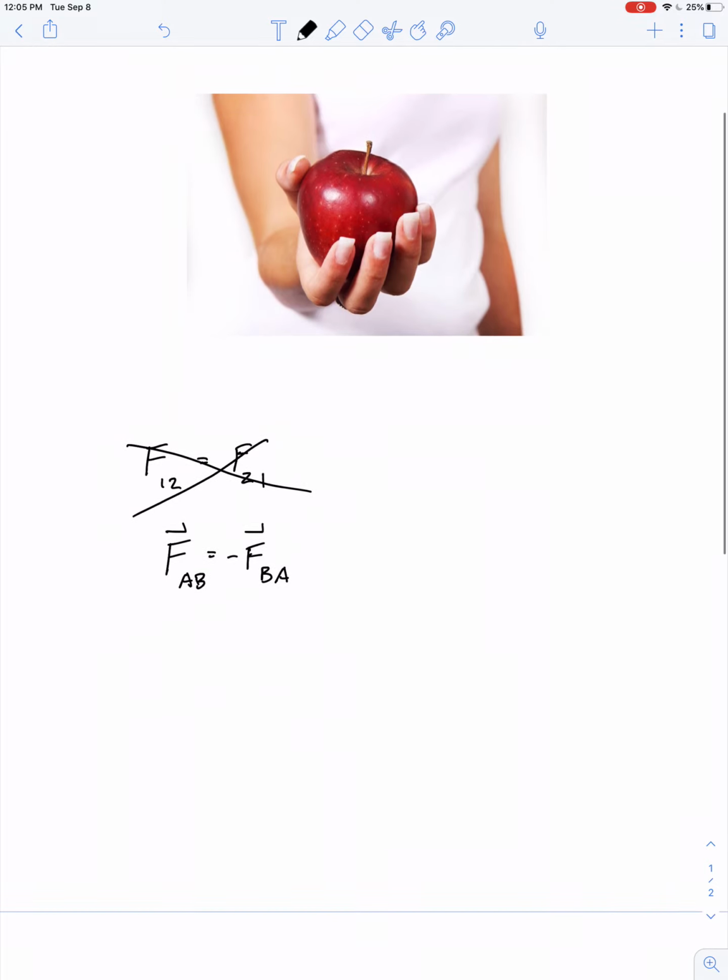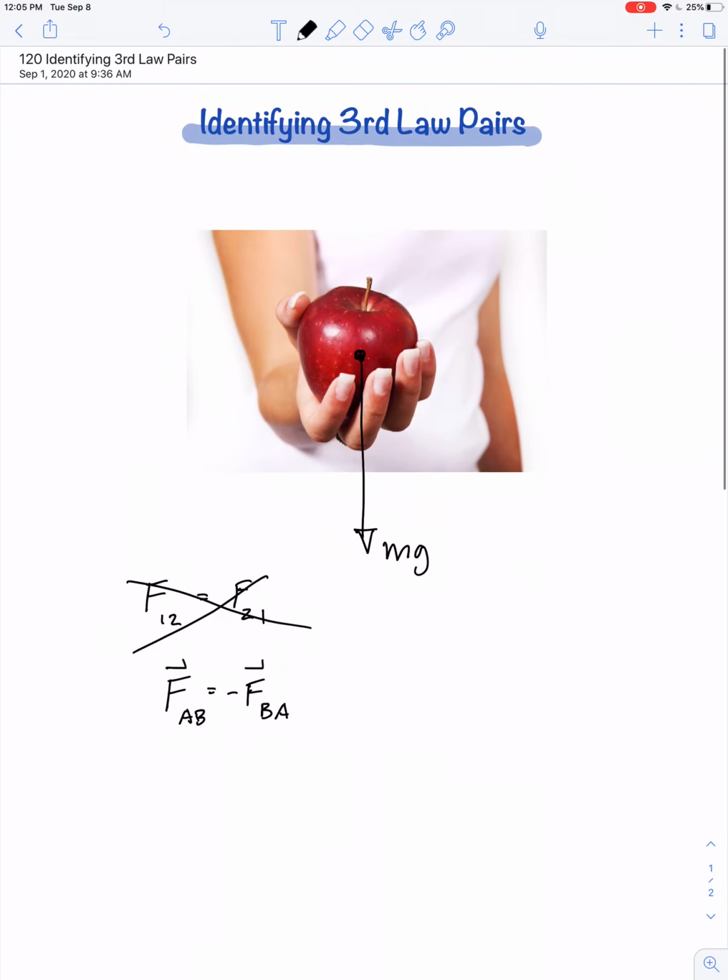Okay, so I've heard some folks answer that it goes something like this. If the vector I just drew represents mg, the weight of the apple, then the third law pair to that is the hand pushes up on the apple. And so there you have it. Two forces, equal and opposite, the force of the hand on the apple.